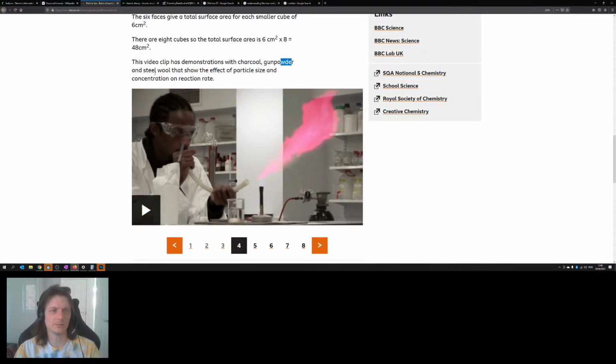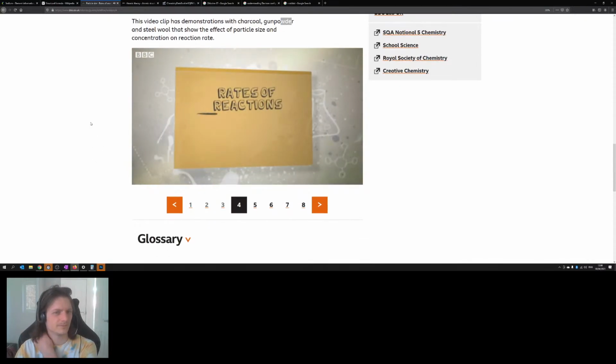Videos, demonstrations with charcoal, gunpowder and steel wool that show the effect of particle size and concentration on reaction rate. Increasing the rate of reaction.